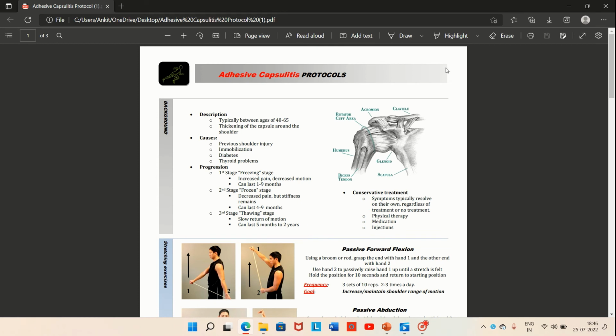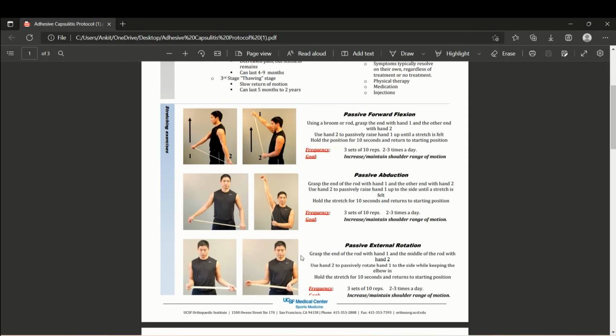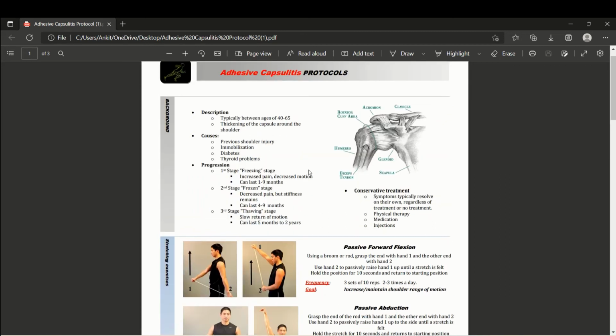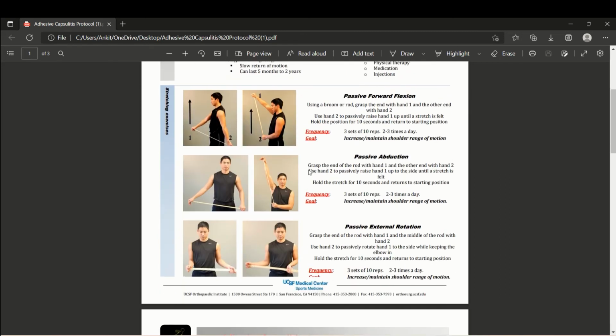So here, what we are going to see is the adhesive capsulitis exercise protocol, in which everything is done in adhesive capsulitis. Look at the first image. In this, the patient is doing passive forward flexion.